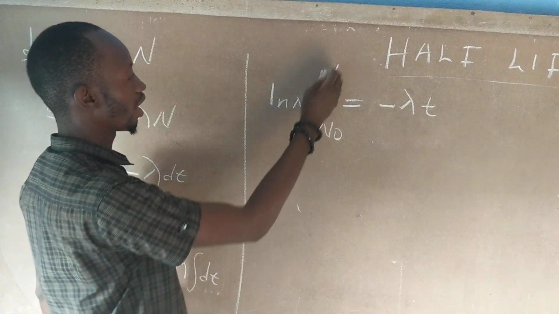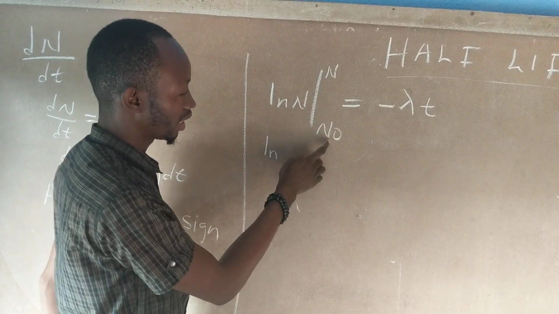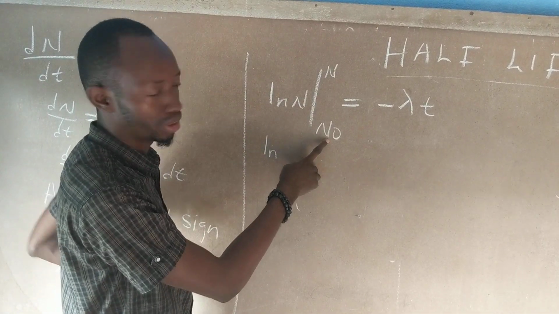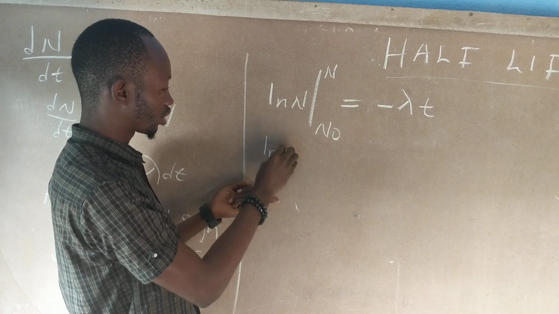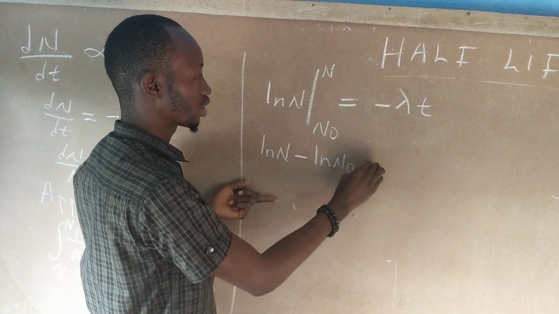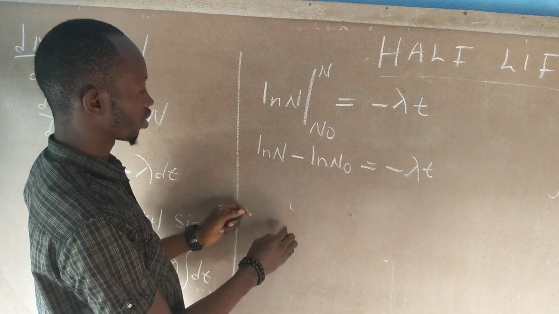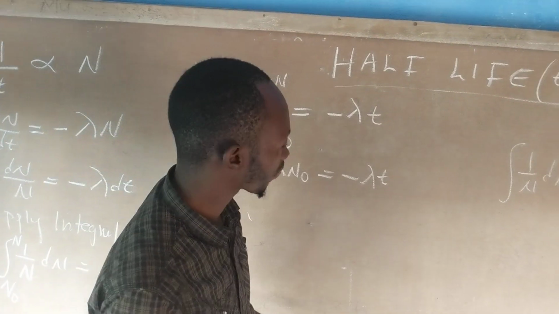And since we have our limits, we substitute them. We start from the top limit, and later we consider the lower limit. If we consider the top limit, which is ln n, and we consider the lower limit, which is ln N0, equals negative lambda t. So moving forward, we have logarithm.